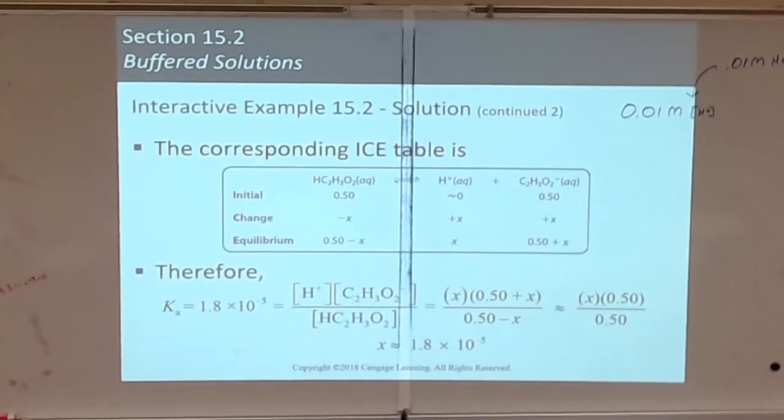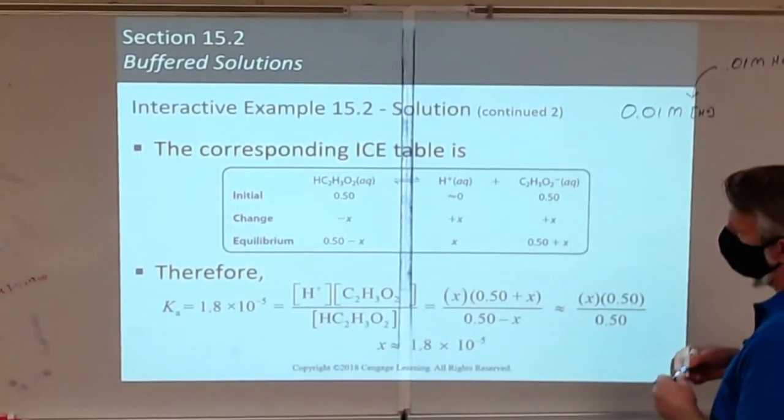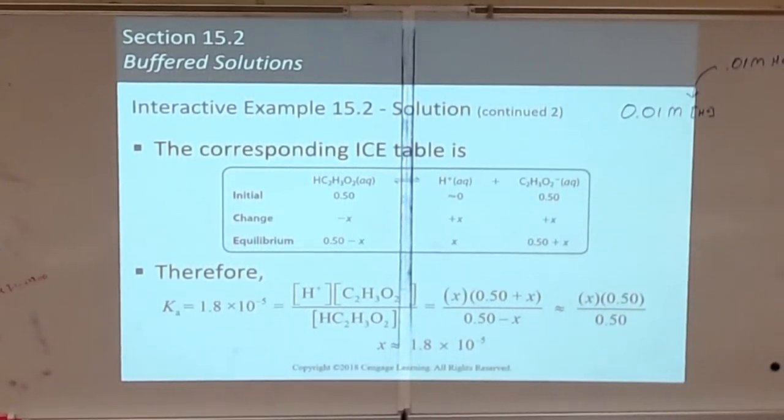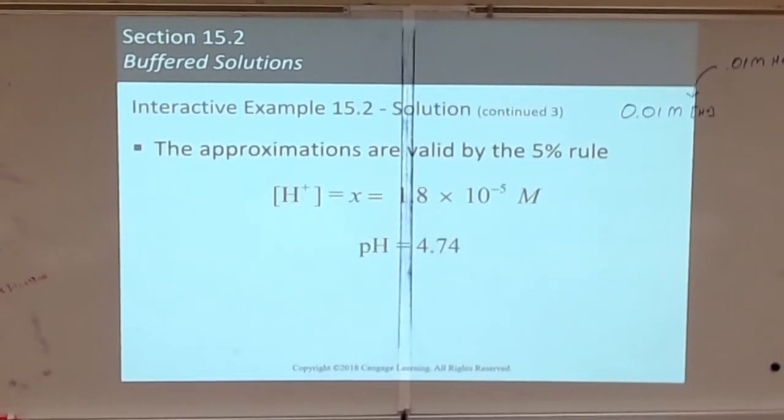So it's the same thing here, right? So 1.8 times 10 to the minus fifth. What's the pH? So y'all did all that. I've added 0.01 mole of hydrogen ions, and I end up with a pH of basically 4.74, right? That's what this buffering does.